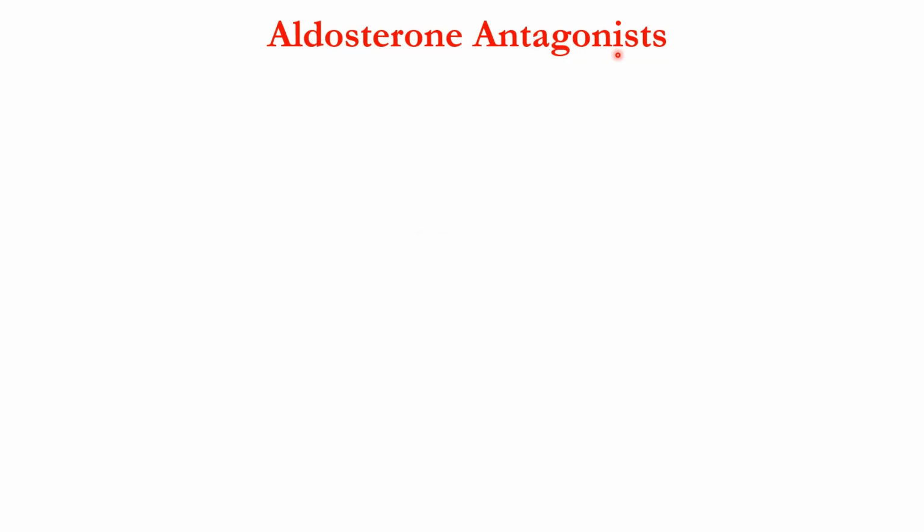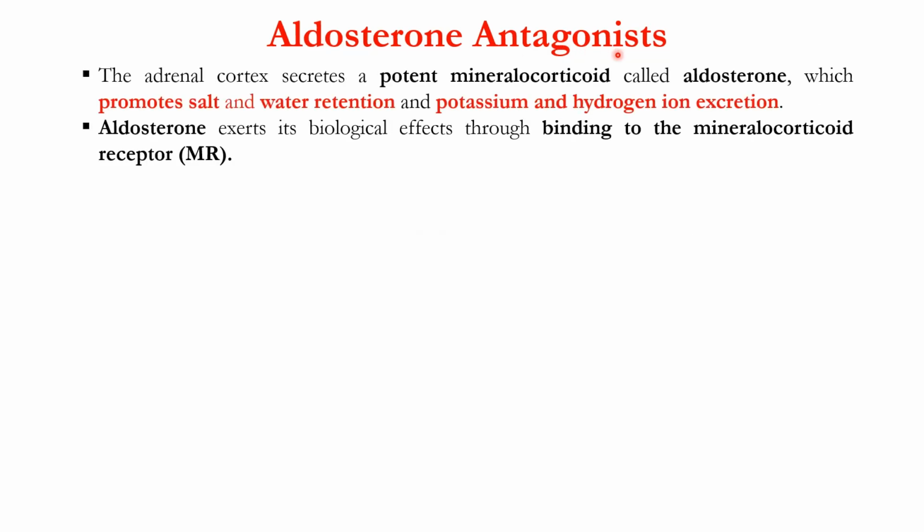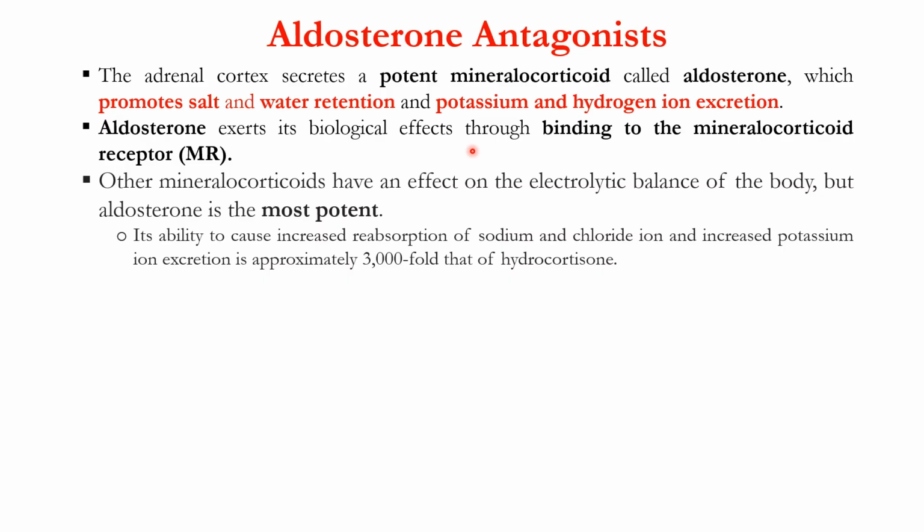Let's come to the aldosterone antagonists. So aldosterone is secreted from the adrenal cortex. It is one of the potent mineralocorticoids that promote salt and water retention and also potassium and hydrogen ion excretion. So aldosterone exerts its biological actions by binding to the mineralocorticoid receptor. We have other mineralocorticoid molecules which have an effect on the electrolyte balance of our body, but aldosterone is one of the most potent.